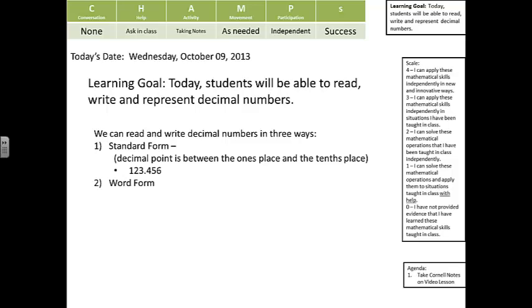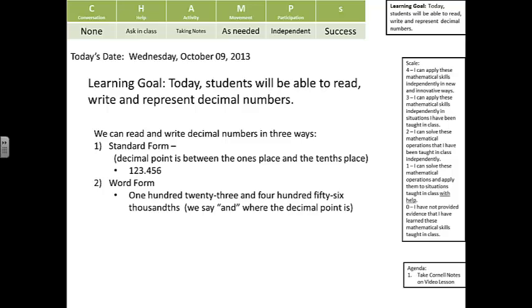The second way that we can write our decimals is in word form. It's basically the way that we say the words. If we want to take that same value, we would say 123 and 456 thousandths. Notice that we say "and" here where the decimal point is. Before, when we were just doing whole numbers, we didn't say the word "and," unless it was just a habit that we were doing. But here we're going to say "and," and that's going to represent where the decimal point is.